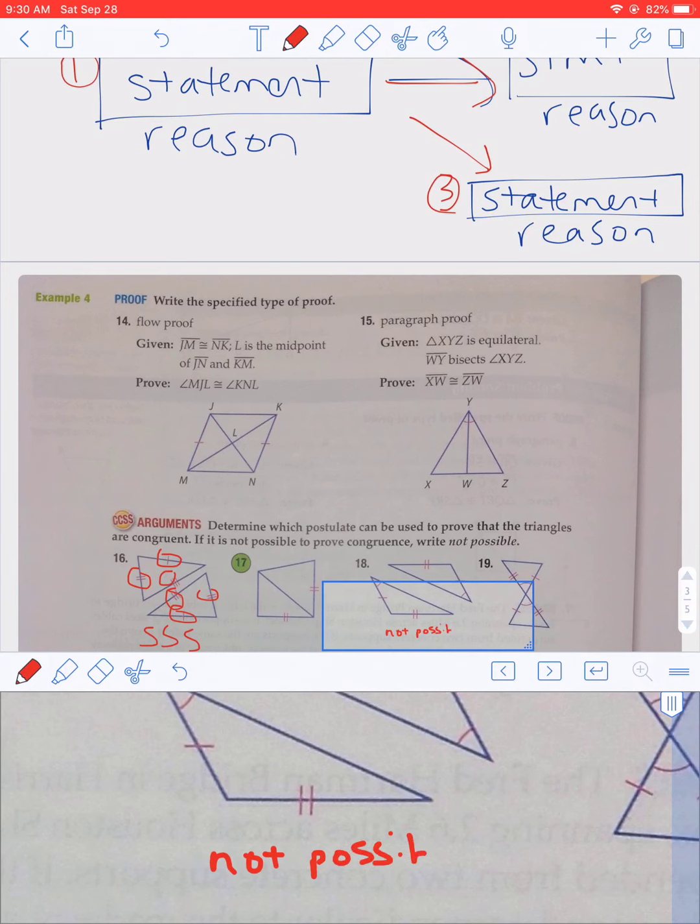We would need to know more information before we could say that these are congruent to each other. We would need to know more things are congruent on it to verify. I mean, they could be, but it's not possible to tell right now. Okay, we're going to move on to number 4.